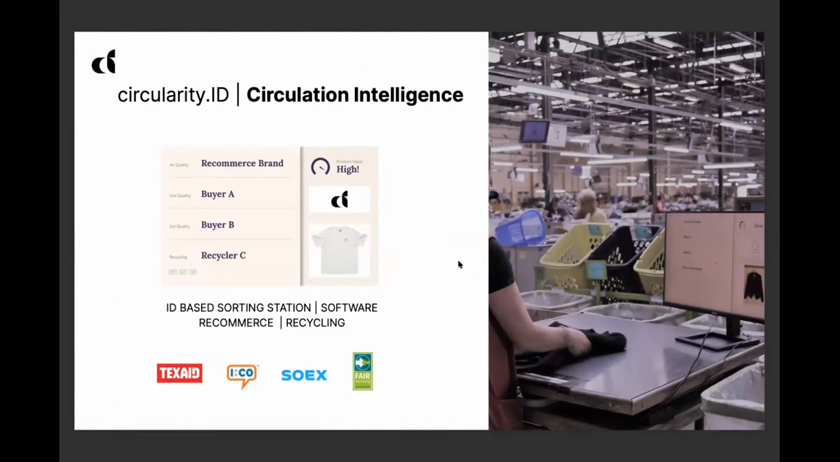And we do, on the one hand, ID-based sorting. So we have created a sorting station with the software that can also access the Circularity ID. And it gives information to the different grade what a product could have, if it's either reusable or recyclable, in which fraction it can go, so that we can actually empower the biggest value to be captured from a product here.